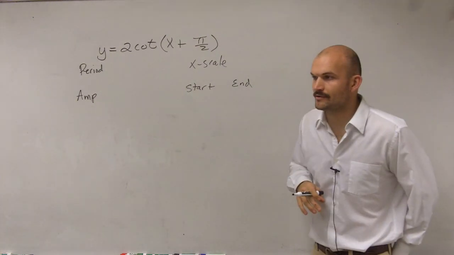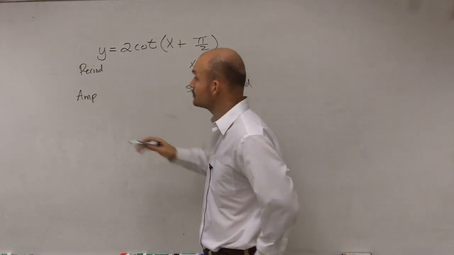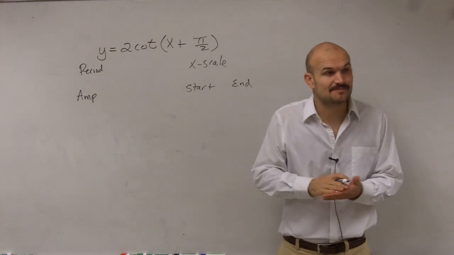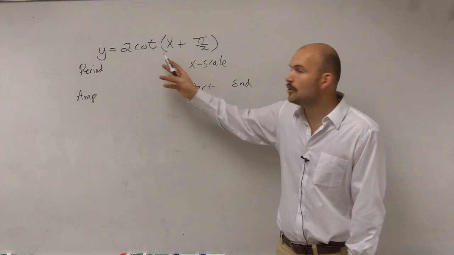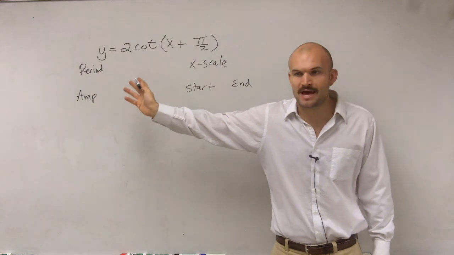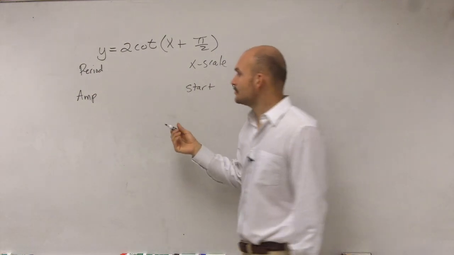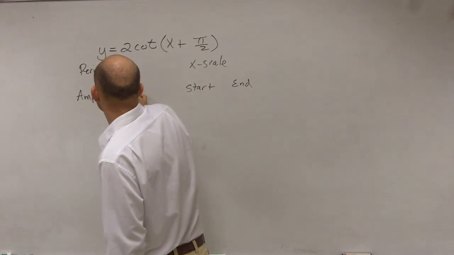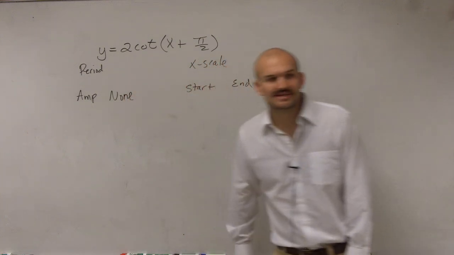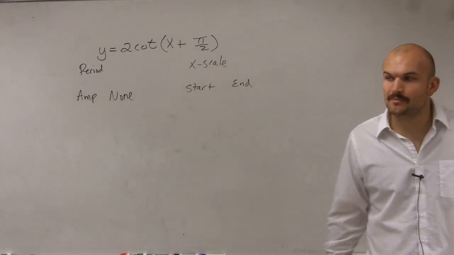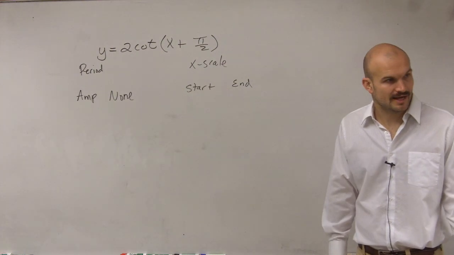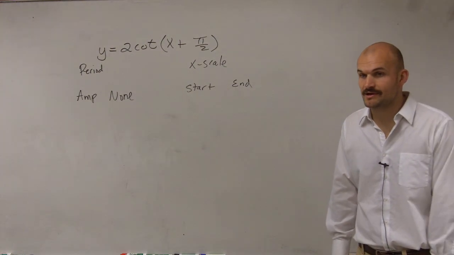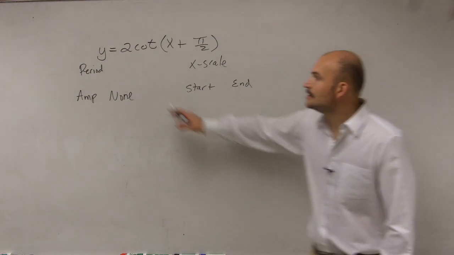So let's figure out, first of all, the amplitude. Amplitude, remember, was half the distance between the maximum and the minimum. Well, looking at the parent graphs, cotangent and tangent don't have a maximum and a minimum point. Therefore, our amplitude in this case is not going to exist. I'll say it again: tangent and cotangent are not going to have an amplitude. All right, so our period.